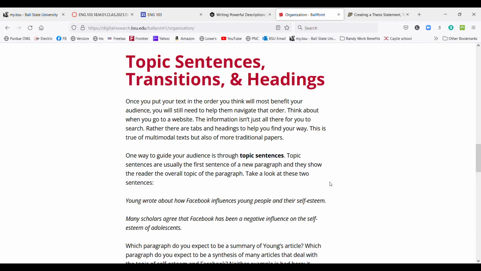Topic sentences. As you know, topic sentences are that first sentence in a paragraph that tells me what the paragraph's going to be about. And then the sentences that come after that topic sentence support that topic sentence. So if your paragraph starts out talking about how you were taught how to write in the 5th grade, that whole paragraph should be about that topic.